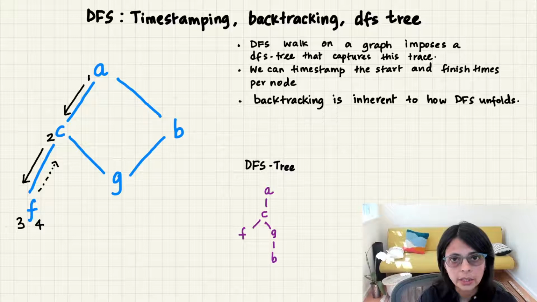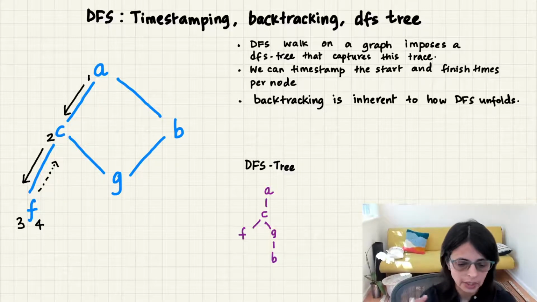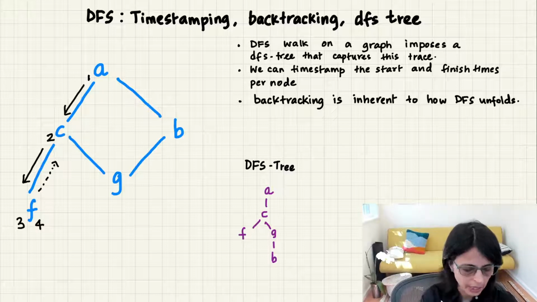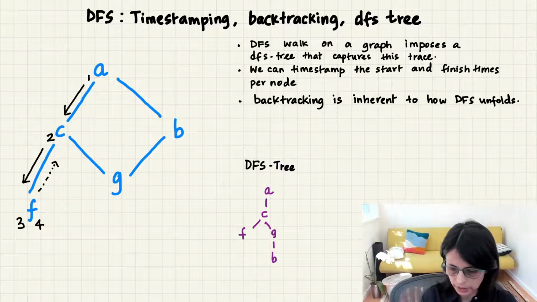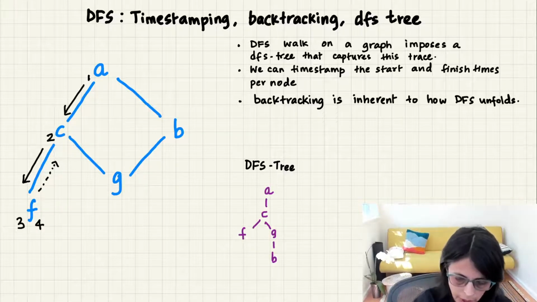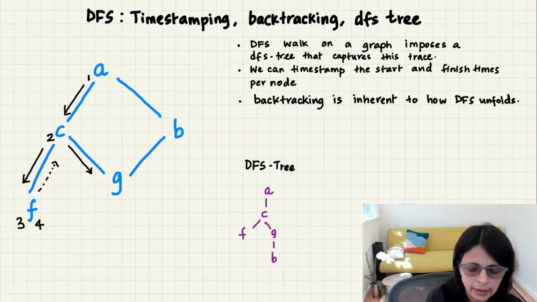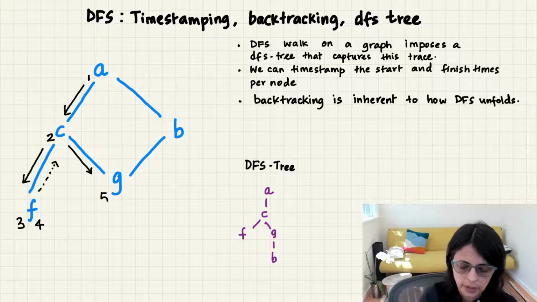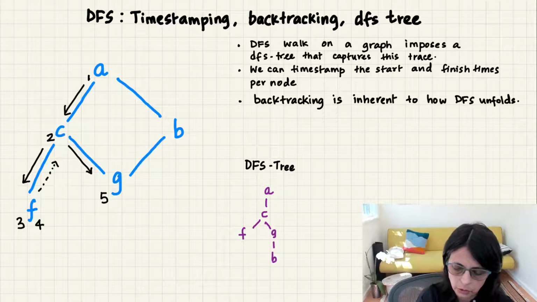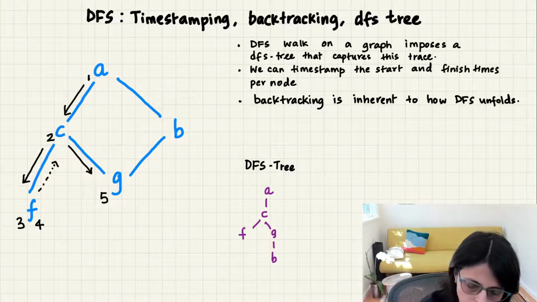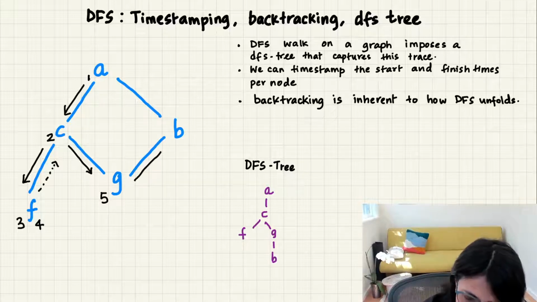C is still not done. C actually has 3 neighbors, A, F, and G. A is already visited. F has already just been visited by C, so now it's going to try G. So now it's going to go to G, and the time now is 5. G has only one neighbor, B, and time is 6.